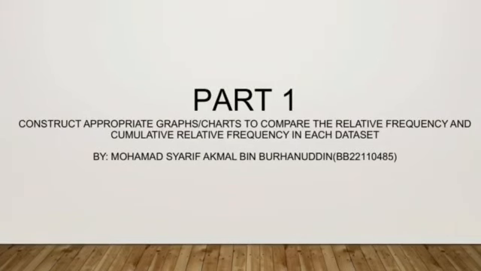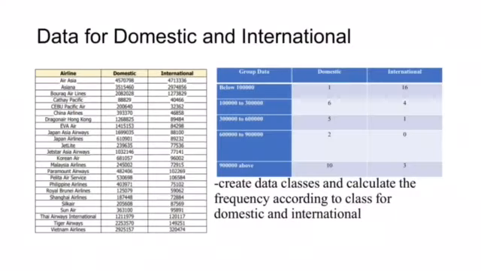Construct graph OGIVE to compare relative frequency and cumulative relative frequency in each dataset. First, create data classes and calculate the frequency according to class for domestic and international.